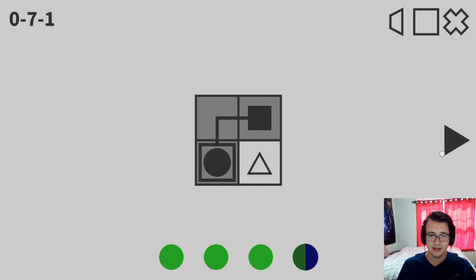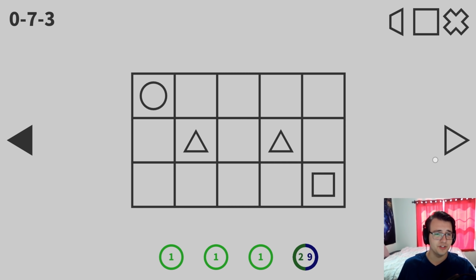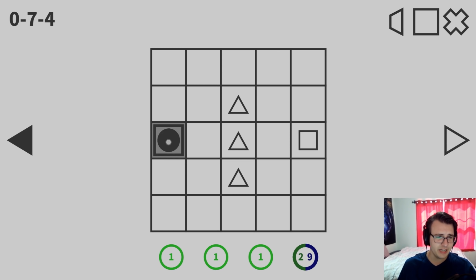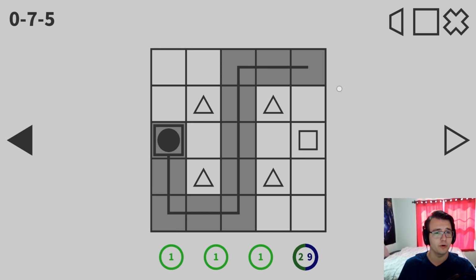So 2 is counting, 9 is corners. So maybe there just needs to be a certain number of corners. 2 corners. Maybe there's 2 triangles, so 2 corners. 2 triangles, so 2 corners. 3 triangles, so 3 corners? I actually think that's it. 4 triangles, so 4 corners.